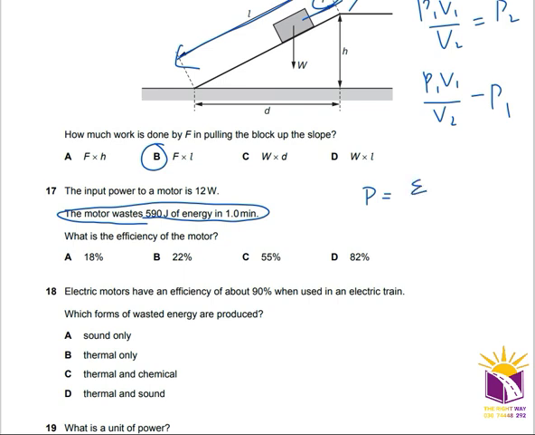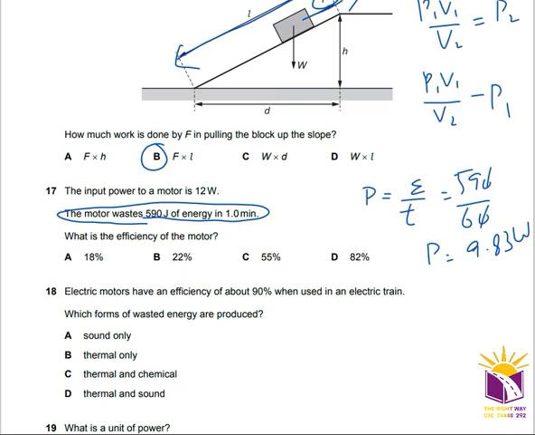Energy by time. And it will be equal to 590 divided by 60. Why 60? Because it is 1 minute and 1 minute equal to 60 seconds. And it is 59 divided by 6, which will be equal to 9.83. Power is equal to 9.83 watt. This is the power utilized.